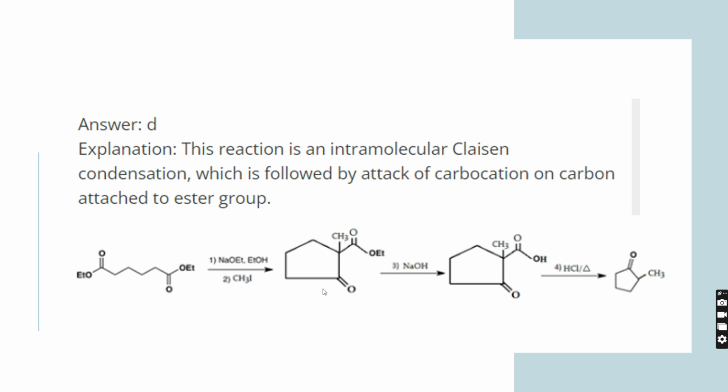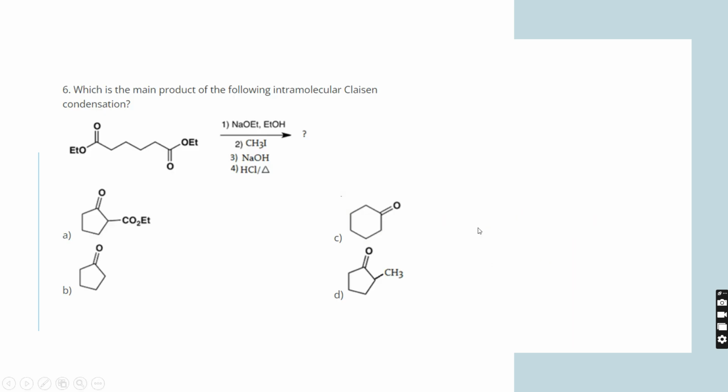Now in the third step, what did we do? We treated the ketoester of second step with sodium hydroxide base. So simply the product will undergo ester hydrolysis with sodium hydroxide and you will end up getting this beta keto acid. This beta keto acid is now treated with hydrochloric acid in presence of heating condition. What was the fourth step? It was HCl and heating condition.